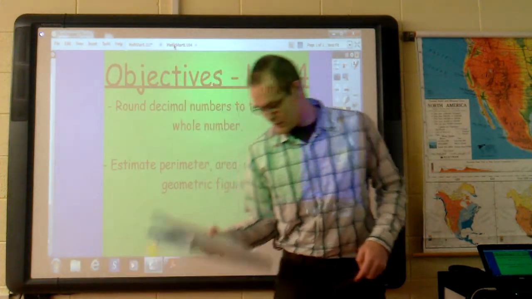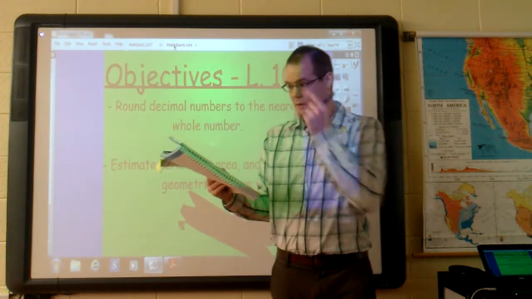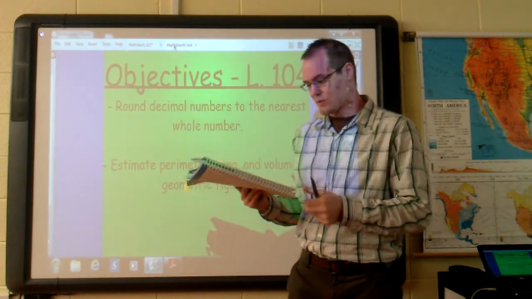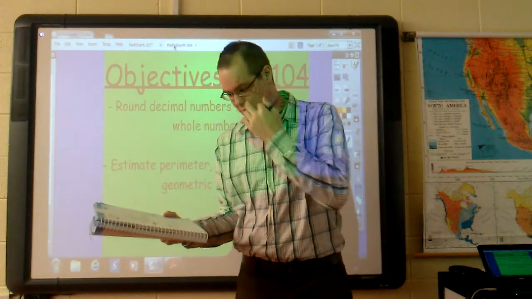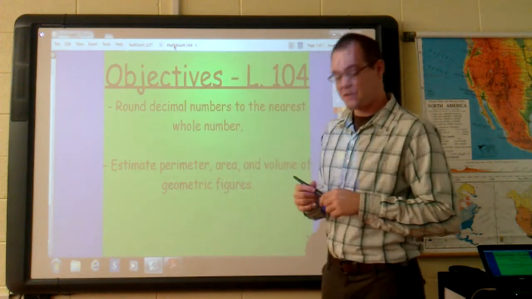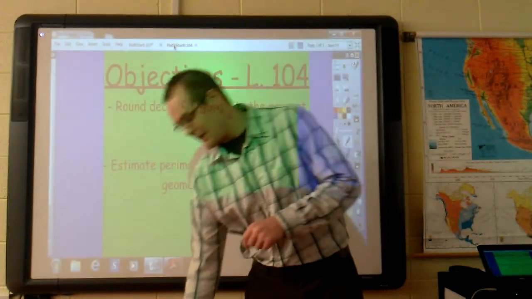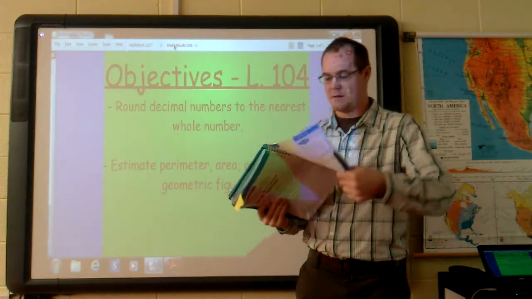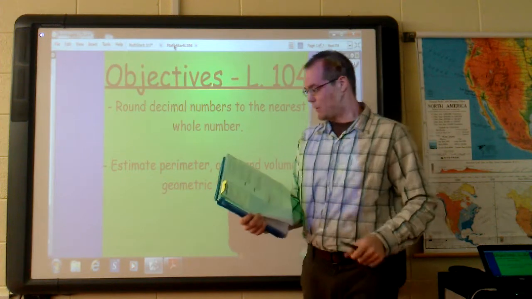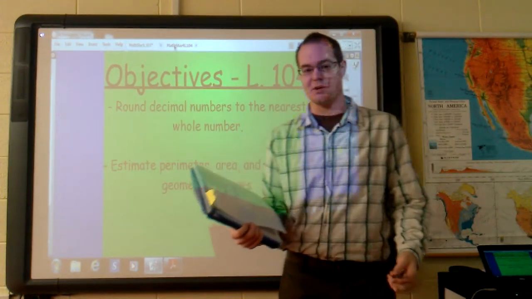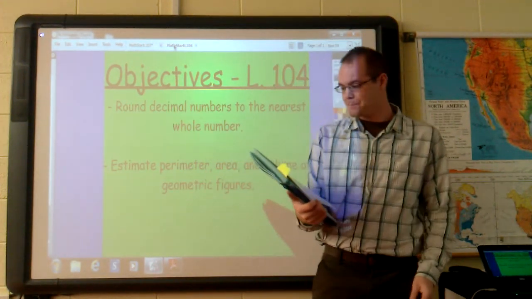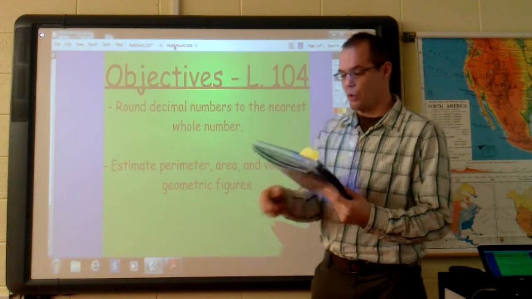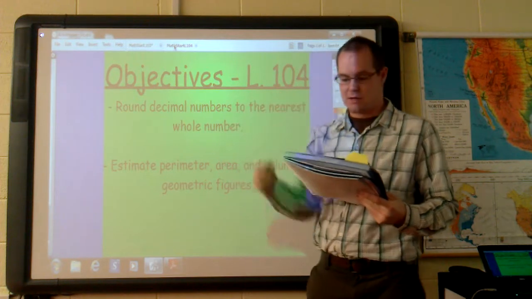If you turn your books to page 679, that's where this lesson 104 begins. It says the new concept is, in previous problem sets we have answered questions such as the following. Is $7.56 closer to $7 or $8? When we answer this question, we are rounding $7.56 to the nearest dollar. This is an example of rounding a decimal number to the nearest whole number. Using rounded numbers helps us to estimate.